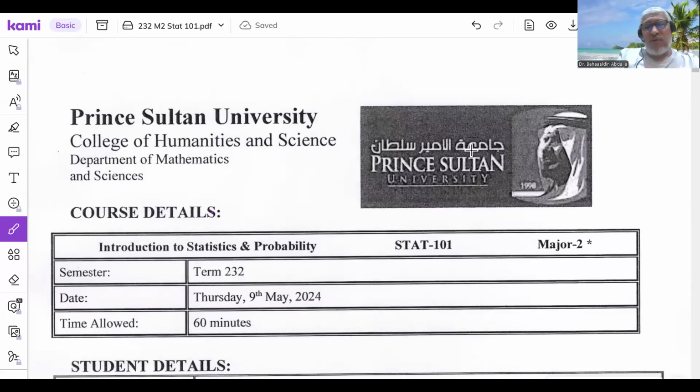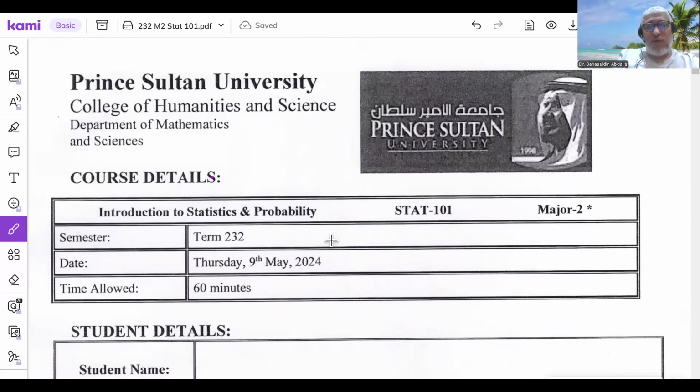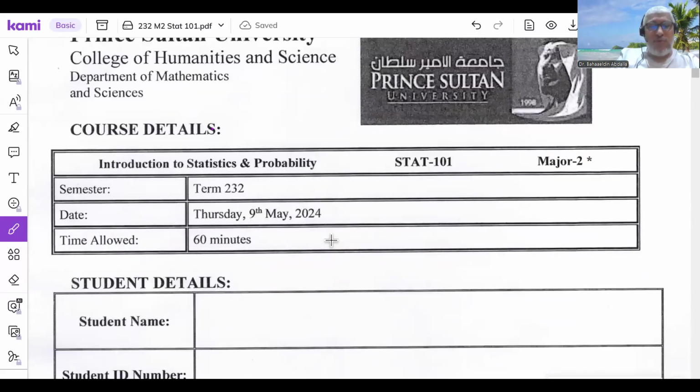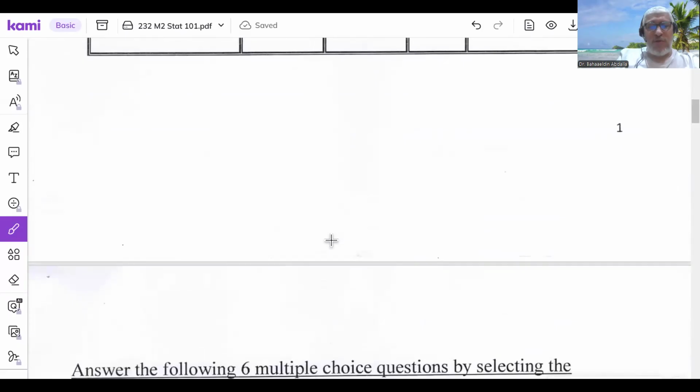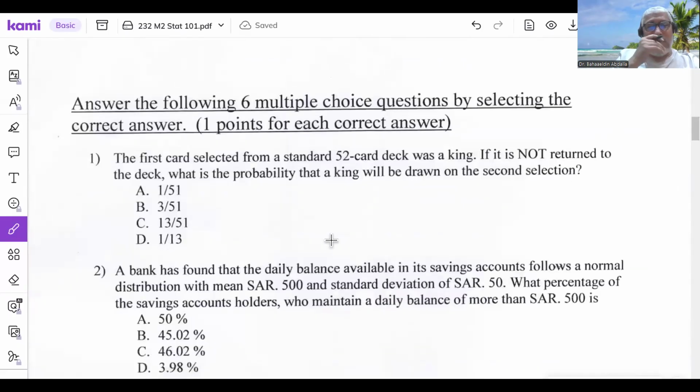This is Stat 101, Major 2, Term 232. Let us have a look at the exam and solve it together. The first part, multiple choice questions, 6 questions. First one: the first card selected from a standard 52 card deck was a king.